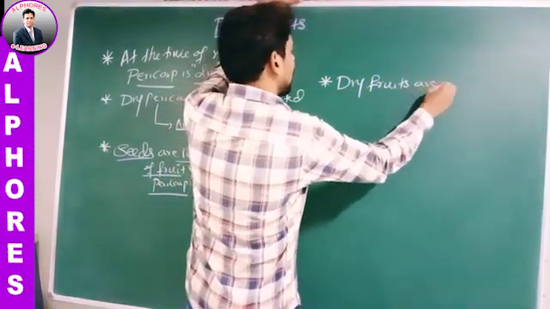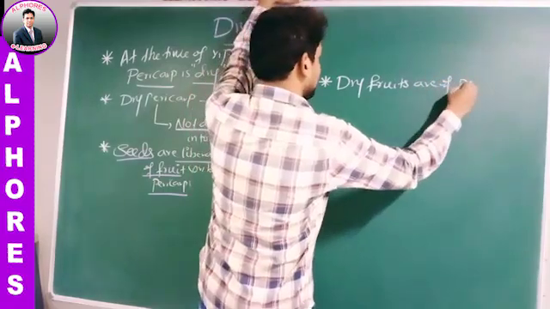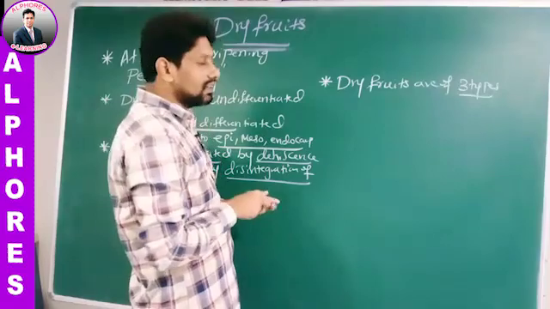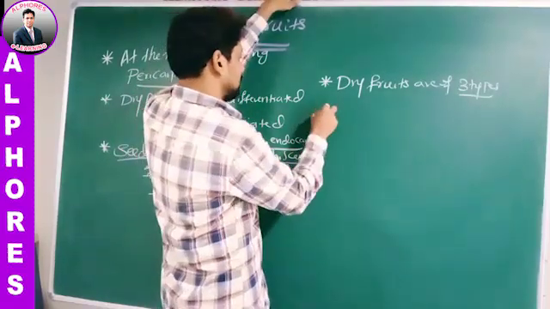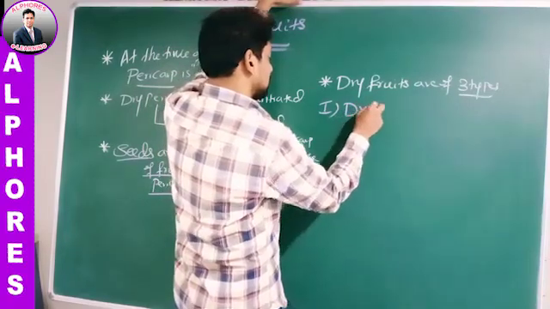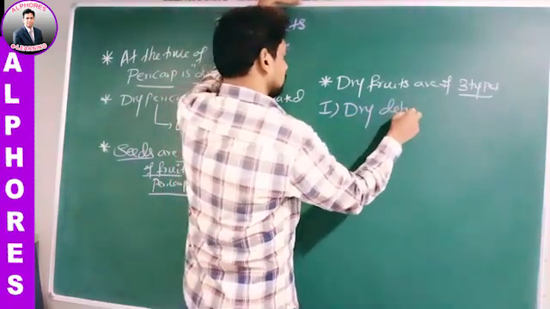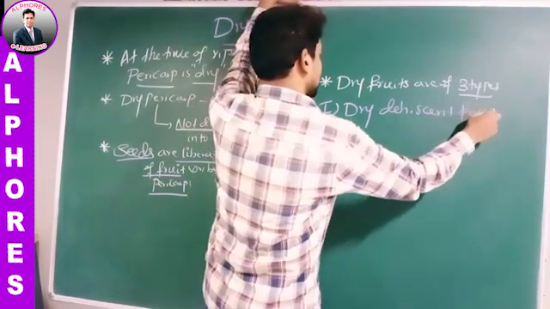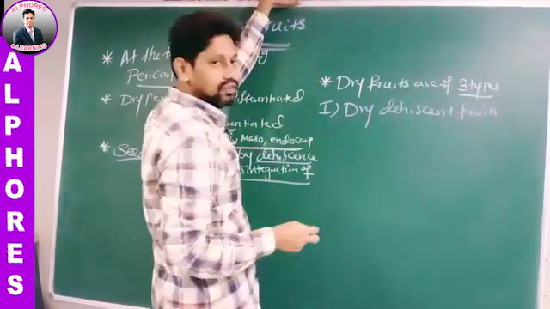Dry fruits are of how many types? Three types. What are these three types of dry fruits? Number one, the first one is dry dehiscent fruits.